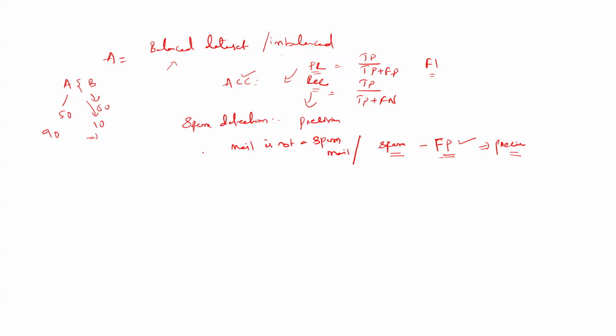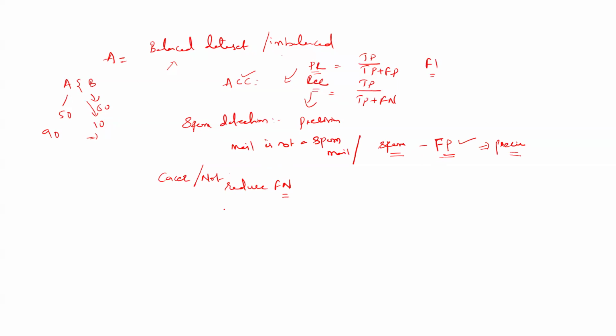Then, coming to recall, let us take one example of a problem statement. You want to say whether a particular person is having cancer or not. At this time, what is important? Whether a person is having cancer or not. Then here we have to reduce the false negatives. Here the agenda is to reduce false positives, spam detection. Here the agenda is to reduce false negatives. Why? What is this false negative? Why do we have to concentrate on this?